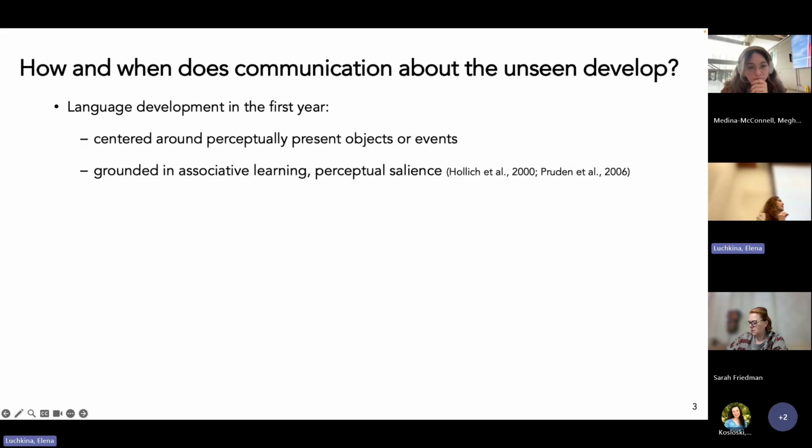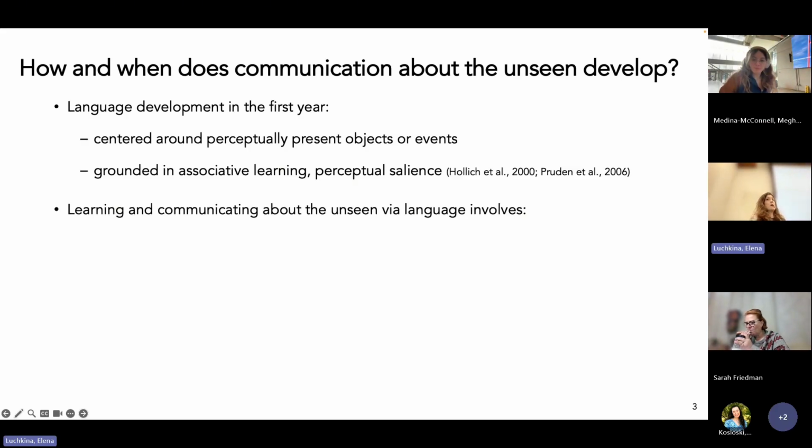And so as a result, language learning tends to be grounded in associative learning and in perceptual salience. So things that are most bright, most attractive would be attended to, right? And then when parents or caregivers or teachers talk about those things, this is when children will start making associations between the word, say a dog, and the entity that it refers to.